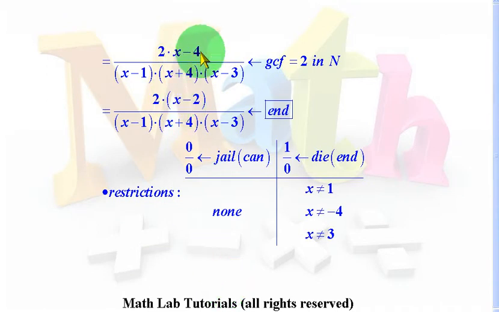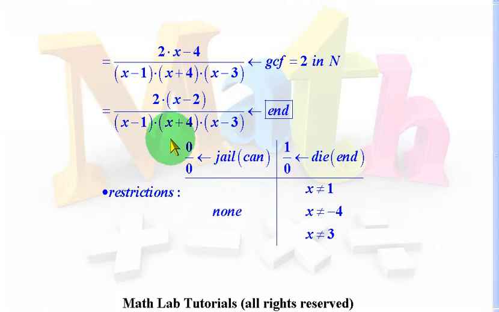Okay, so we get a 2x minus 4. That's the LCD on the bottom. We can factor out a 2 in the numerator. So the GCF is 2 in the numerator, so we factor it out. And we get a 2 bracket x minus 2. And then the LCD is just a copy paste.